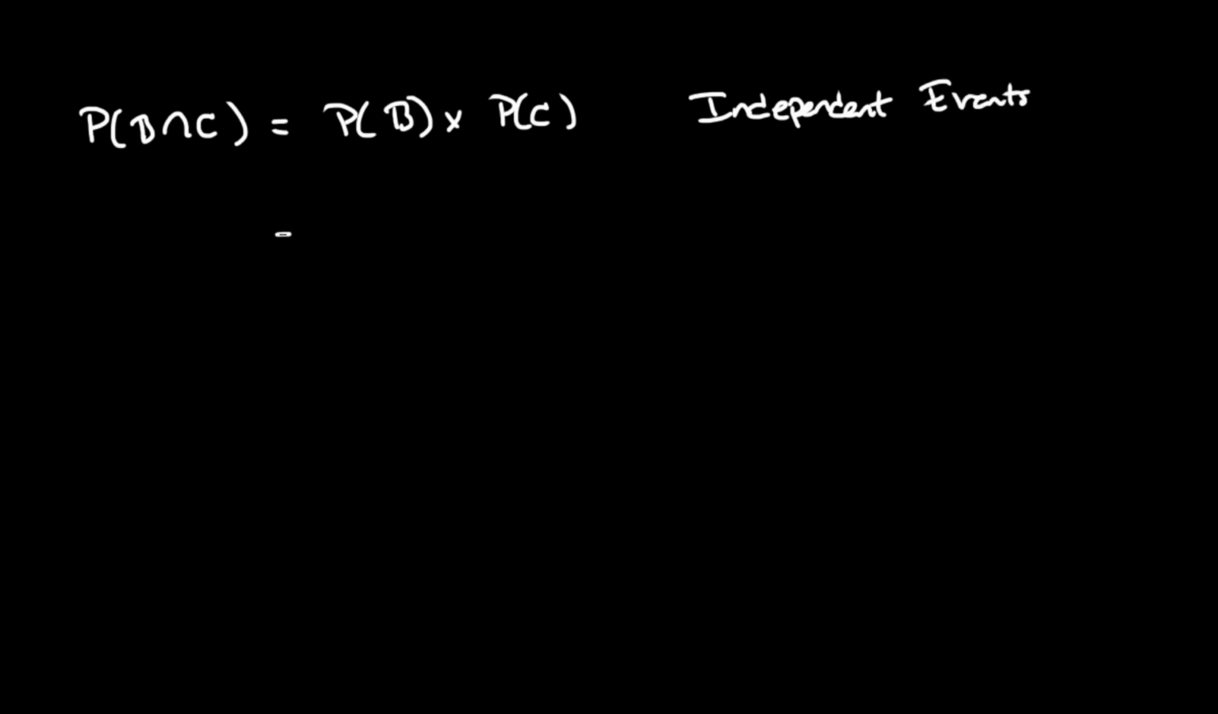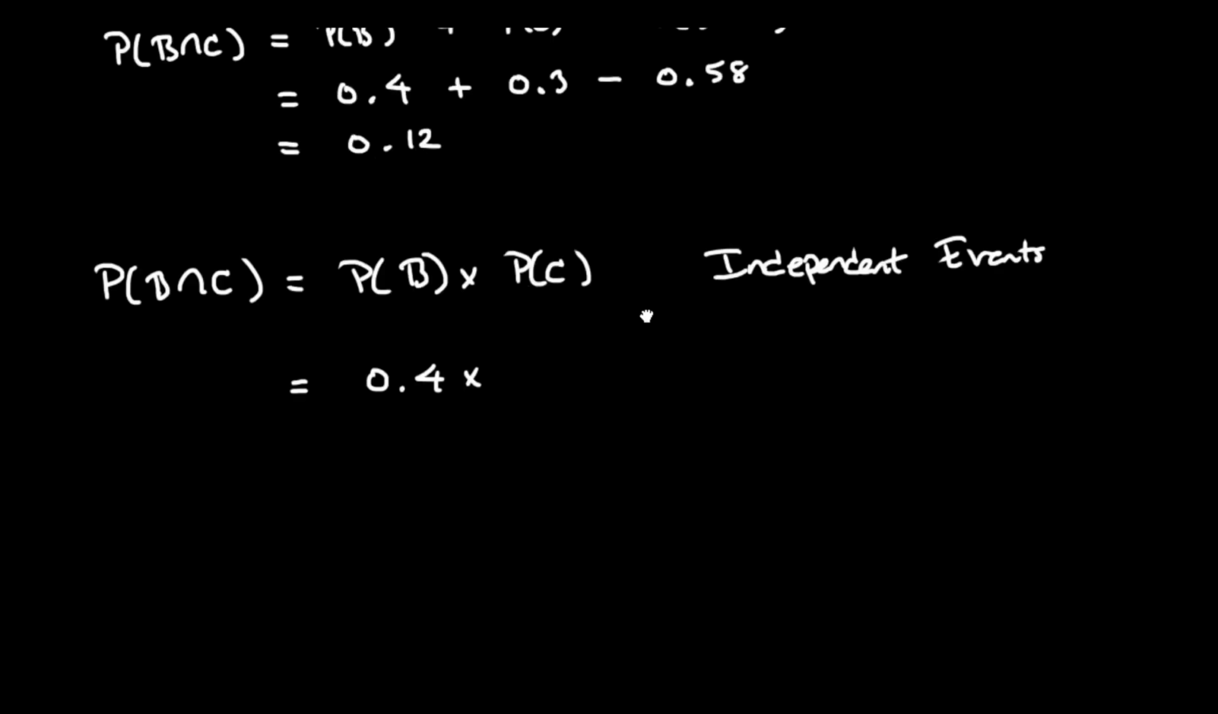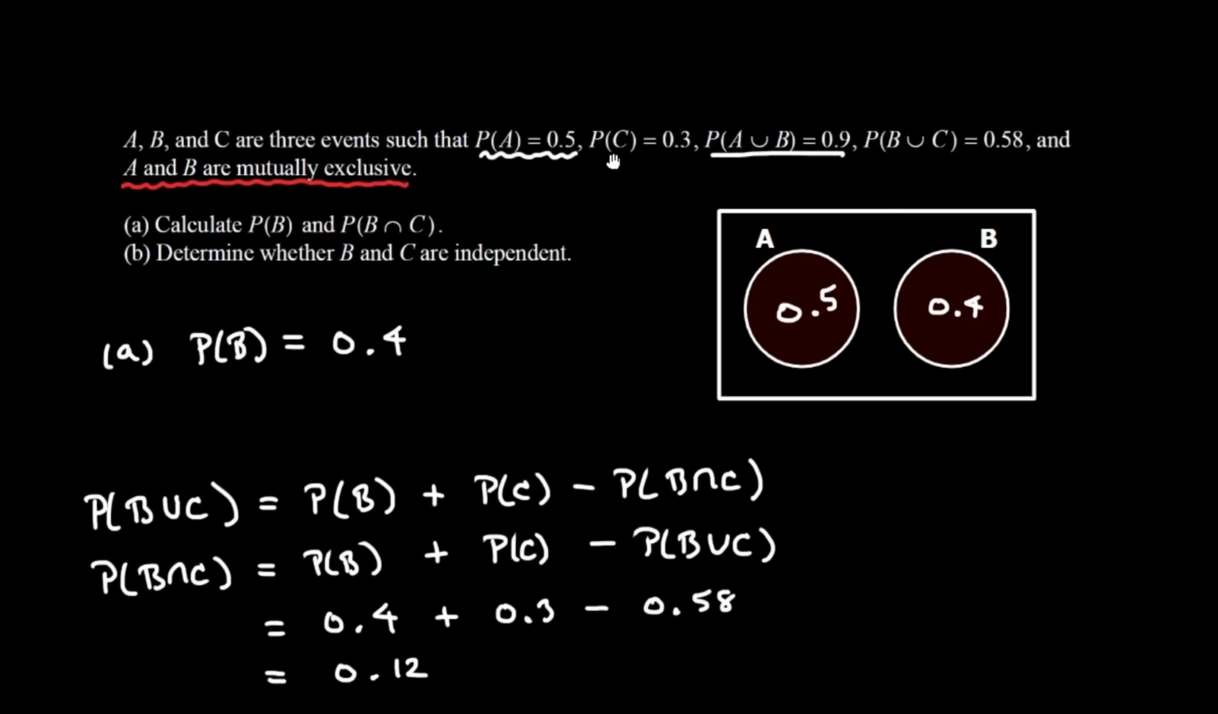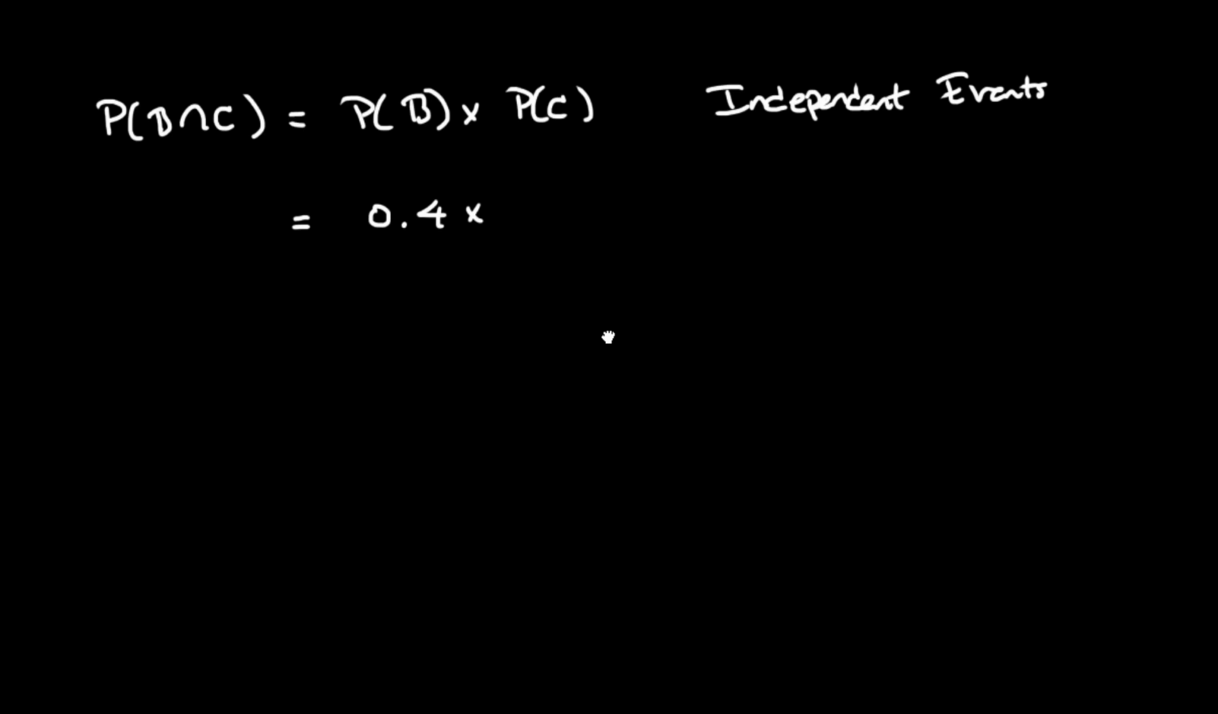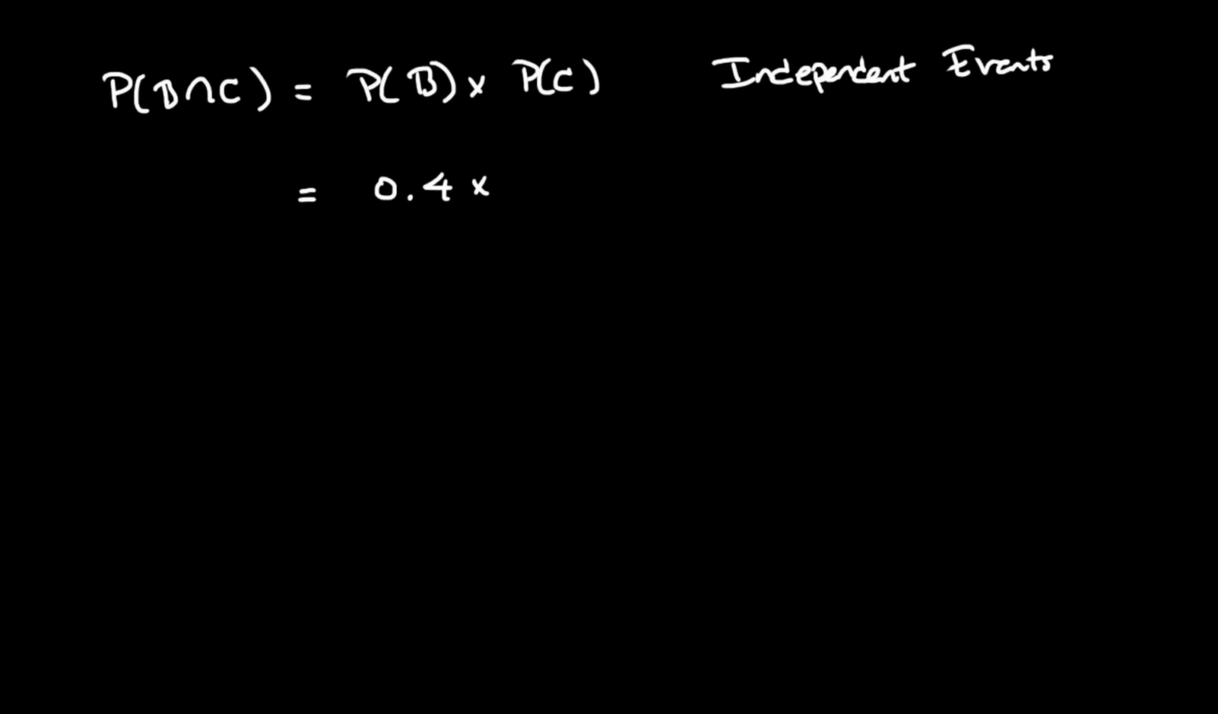And notice if I go up and find my probabilities, I think I can remember B was 0.4, and in the given information in this question, we were told that the probability of C was 0.3. So if I put that in here, then if these are independent events and I multiply them together, then that means the probability of the overlap, or the intersection of these events, is 0.12.